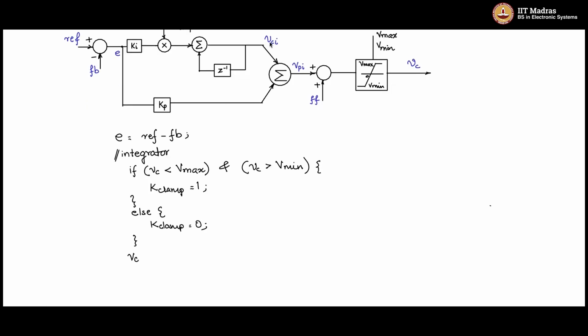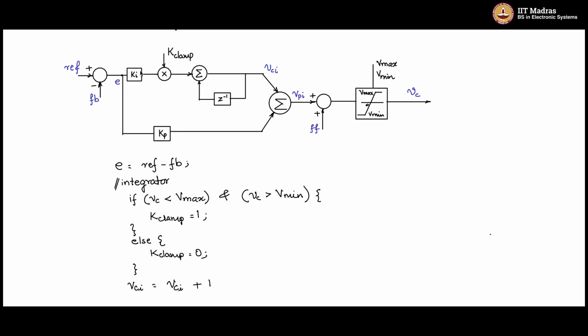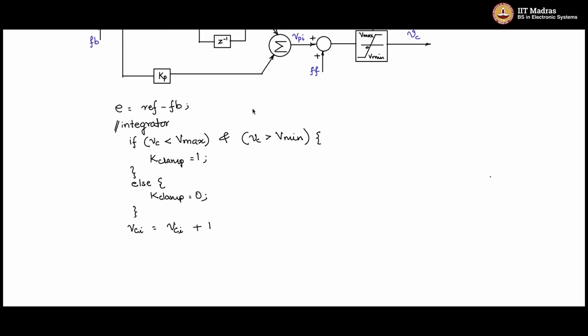So then VCI is equal to VCI plus k clamp into ki into e. So this will be the integrator output. So if the VC is in the control band, k clamp will be 1 and it will be acting as a normal integrator. If VC is outside the control band, k clamp will be 0. There is no accumulation. This part is 0. So VCI will be equal to VC. It will take the previous value and continue to stay there.